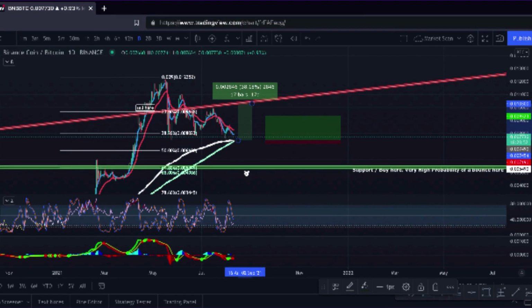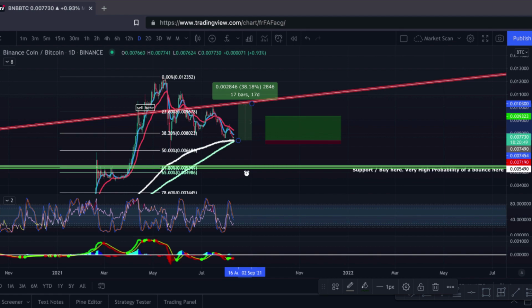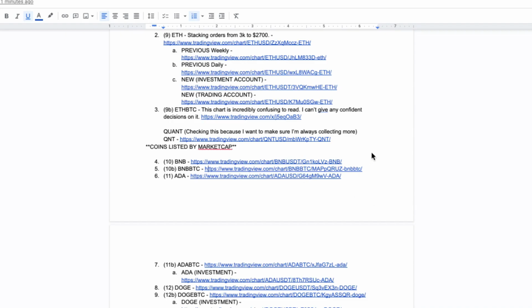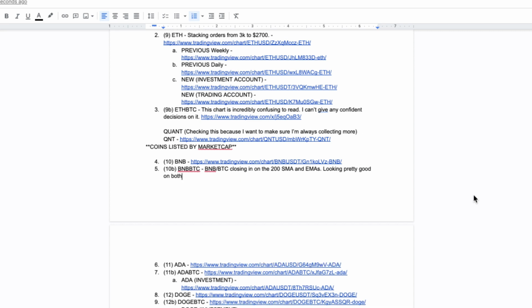So let me write that down in my analysis real quick. So this is my market scan analysis. So I'm going to say BNB BTC closing in on the 200 EMA, SMA and EMA. MAs looking pretty good on both USDT and BTC pairings, to be honest.